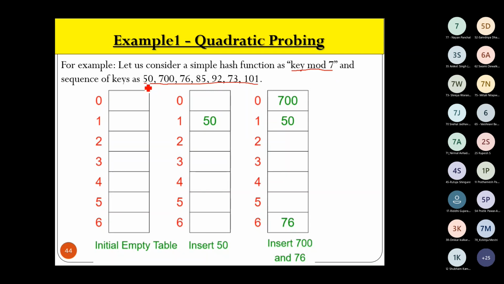Now take the first key. What is it? 50. 50 mod 7, what is the value? What address are you getting? 1. The remainder is 1, and hence the record having 50 as a key will be placed in location 1 here, right? Then move ahead and tell me how the elements will be placed in the array.